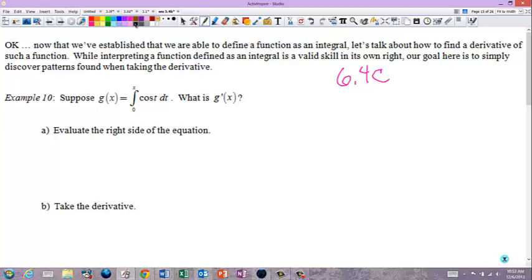Well, before we do that, it says evaluate the right side of the equation. So, the integral of cosine is sine, so it would be sine of x from 0 to x. Well, actually, I need a different variable somewhere. That's sine of t from 0 to x. So that's going to be sine of x minus sine of 0 if I evaluate my limits of integration. Sine of 0 is 0, so that equals sine of x.